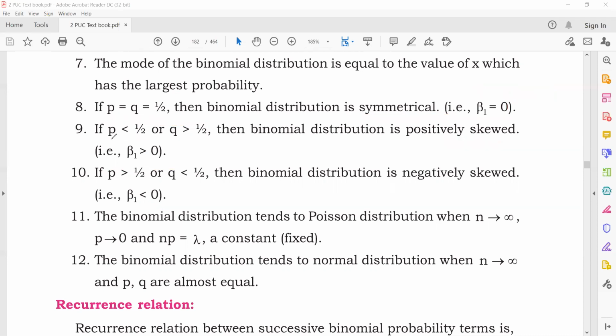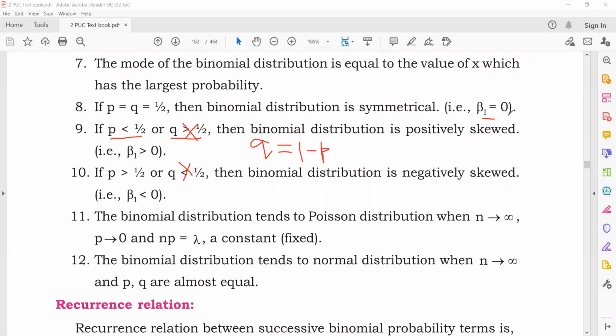Now, p less than half automatically indicates q greater than half, because we have defined q, the probability of failure, as 1 minus p. So if your p is less than half, automatically 1 minus p will be more than half. So we say q greater than half. So you need not memorize both. Just learn the statement with respect to p. P equal to half, symmetric. P less than half, positively skewed. P greater than half, negatively skewed.